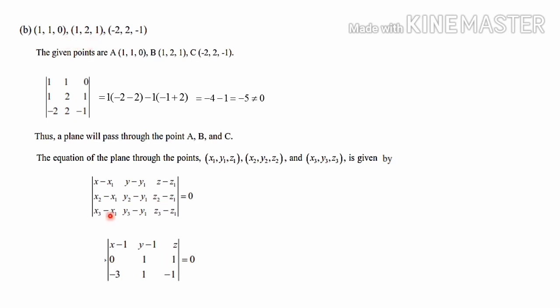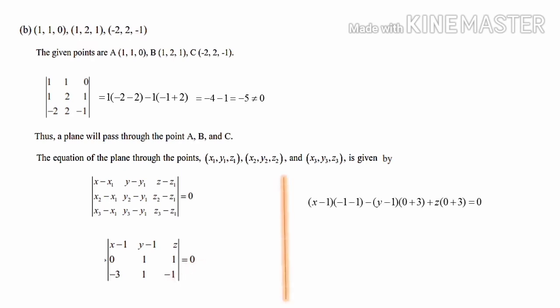Next is x3 minus x1. x3 is minus 2 and x1 is 1, so minus 2 minus 1 is minus 3. y3 minus y1: y3 is 2 and y1 is 1, so 2 minus 1 is 1. Next is minus 1 minus 0, which is minus 1, and that is equal to 0.